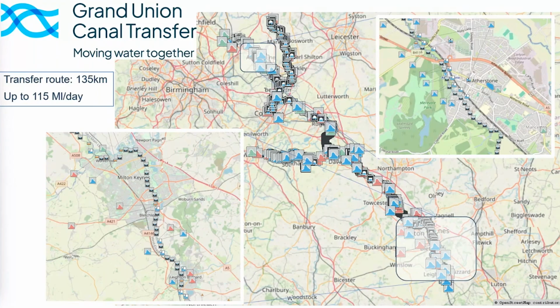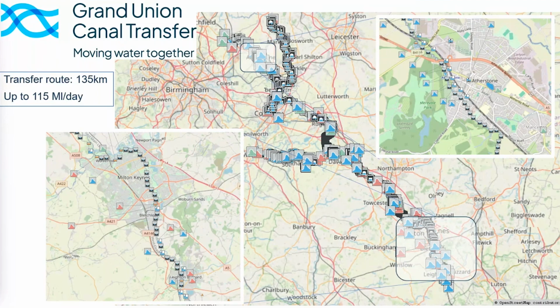So that's the transfer route. It's a joint scheme between Severn Trent Water, which is the water company where the water originates, Affinity Water, which is the water company on the receiving end, and also the Canal and River Trust, who manage the canal. And when it's complete, the whole scheme aims to transfer up to 115 megalitres per day. That's the maximum transfer that we'd expect under drought conditions.